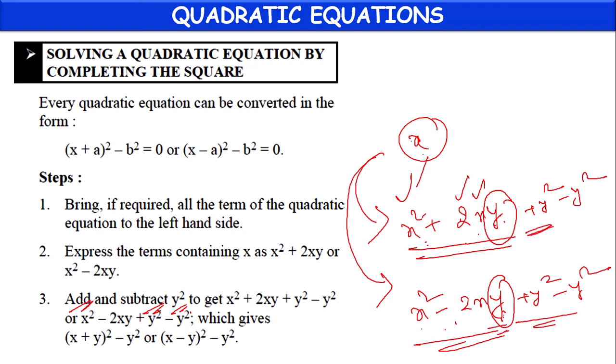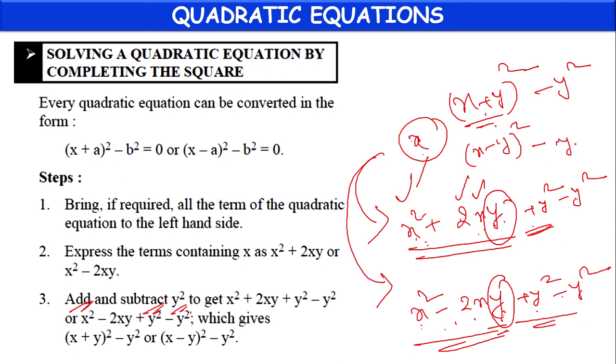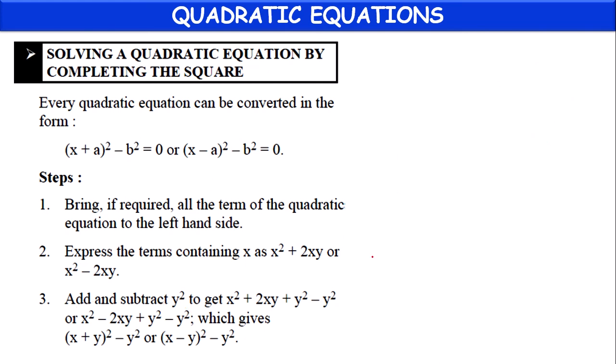After writing like this, x square plus 2xy plus y square, by the mathematical identities, is equal to x plus y whole square. What is remaining here? Minus y square. And x square minus 2xy plus y square can be written as x minus y whole square. What is remaining? Minus y square. So every quadratic equation can be converted into this model. And after writing like this, we can solve the problem. You can understand better by example, children.